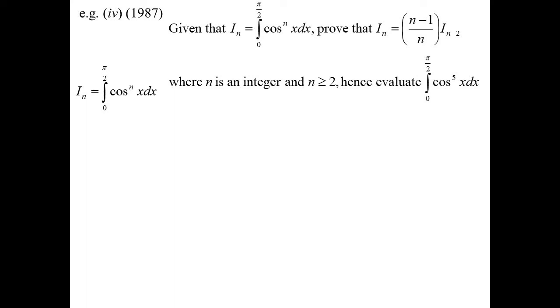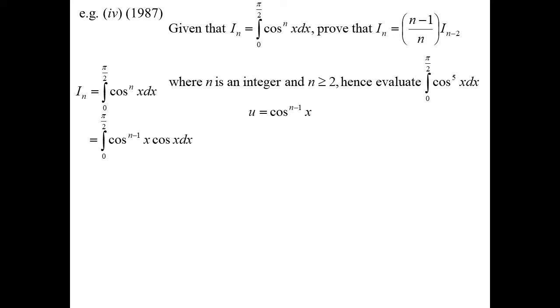So cos to the power of n, let's pull out the cos. Now I'm going to do it by parts, because as I say, I don't know whether n is odd or even, so I really don't know whether I'm going to use a double angle or whether I'm going to use the 1 minus sine squared. I don't know. So let's do it by parts.